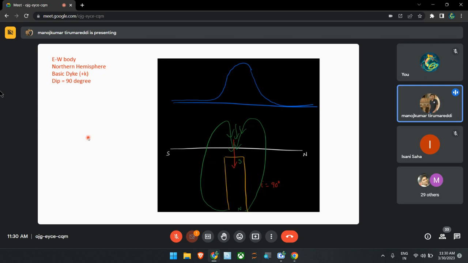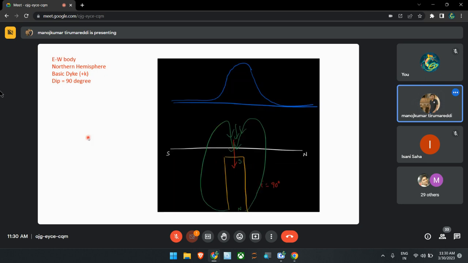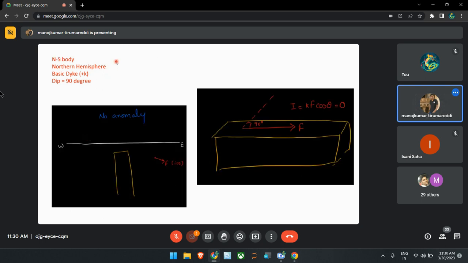This is how TMI anomaly patterns will generate over an east-west body in the northern hemisphere. Coming to the north-south body, if you take the north-south body in the same northern hemisphere, having a dip of 90 degrees, earlier I gave this equation. If I is equal to 0, this is the cross-sectional view.